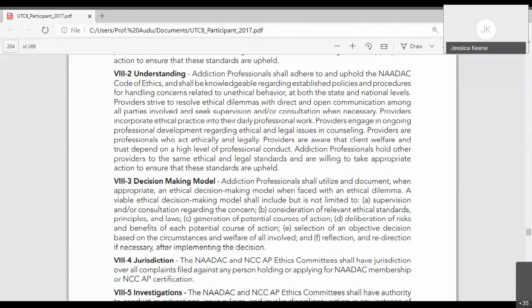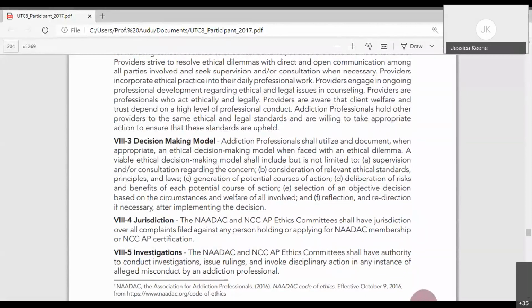So we have to actually understand what the Code of Ethics is all about and be able to apply it. It's not just to have head knowledge, but we should be able to apply it in all circumstances. And providers are professionals who act ethically and legally. Providers are aware that client welfare and trust depend... I think I'm just repeating this. So let's go to number 3.